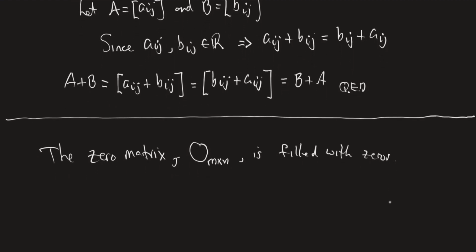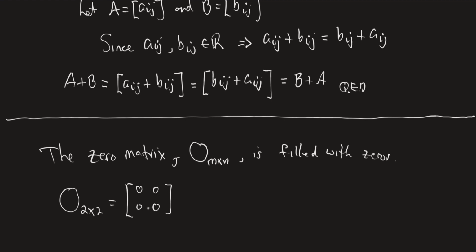And what does it look like? Well, for instance, here is the 2 by 2 zero matrix, right? 2 rows, 2 columns, all filled with zeros. And then, obviously, changing the dimension, you just have more entries, but they would all be filled with zeros.